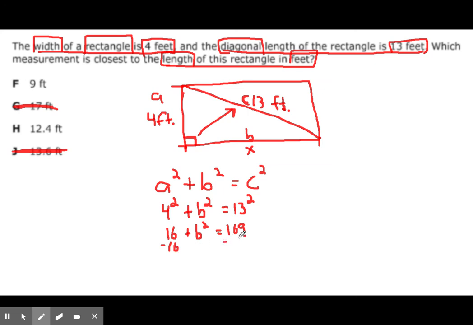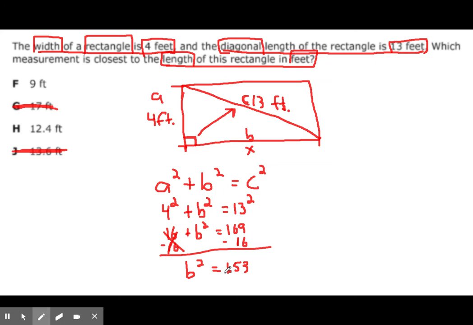Whenever we're solving equations and we're canceling out, we always do the opposite. Minus 16. So this is now gone. I am left with B squared equals, and if I go to my calculator, 169 minus 16, I get 153. So 153 is what B squared is equal to.